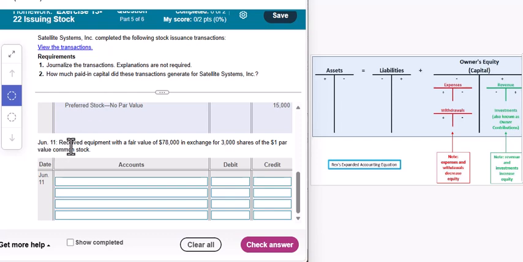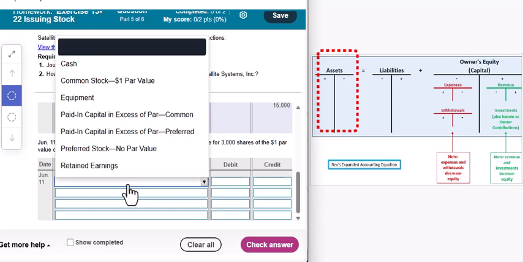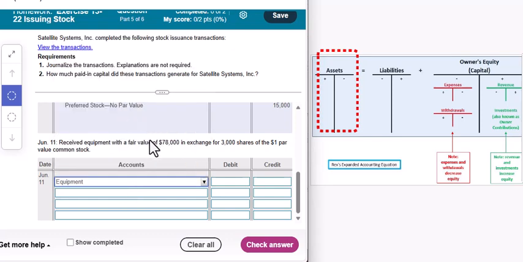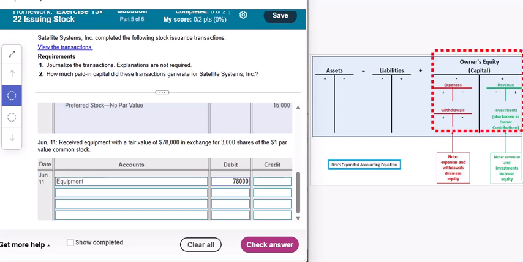Then on June 11th, we received equipment with the fair value of $78,000 in exchange for 3,000 shares of $1 par value common stock. So we know we're getting an asset, equipment, and that is going to be going up by that $78,000. So we can input that here as a debit on the left. And what are we giving up to get this equipment? We're not giving up cash. We're exchanging and giving them the 3,000 shares of $1 par value common stock. Since it is $1 each, that's going to be $3,000. And we get our common stock at $1 par value.